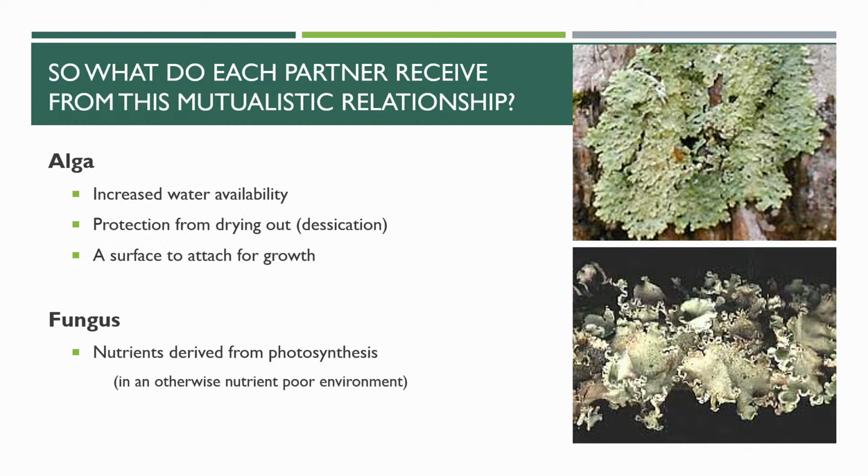And the algae then has a surface to attach for growth because normally it's not going to be able to attach to the rock or whatever substrate it is without the fungus. And what does the fungus get? It gets nutrients derived from photosynthesis. So usually the fungus will be in an otherwise nutrient-poor environment, so the algae provides that to the fungus. Does that make sense?